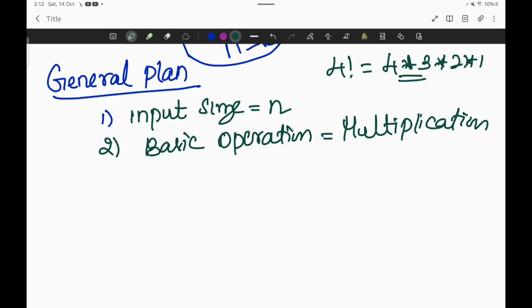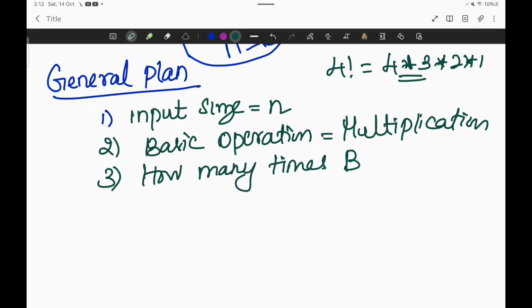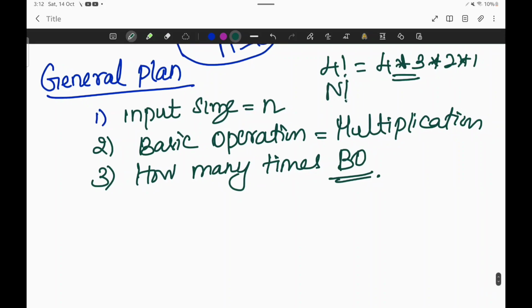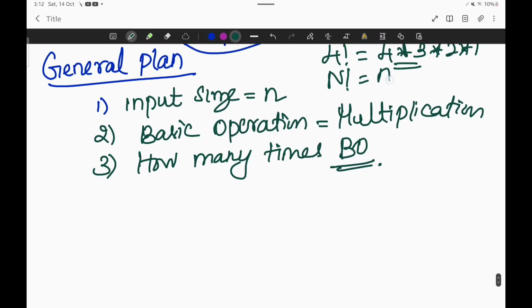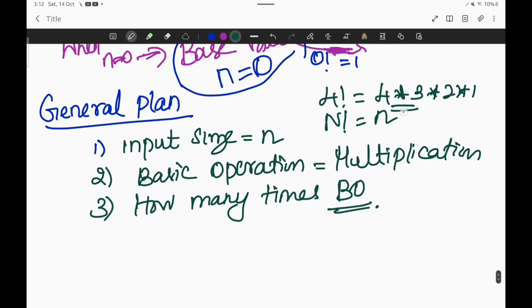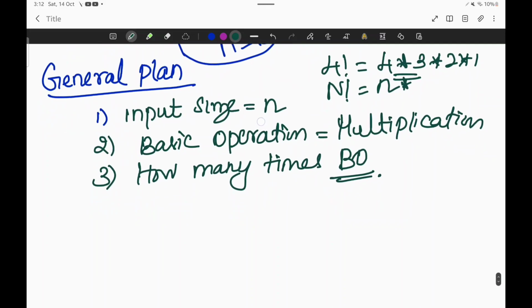What is the third step? The third step is how many times we are going to do the basic operation. Only these steps will help you to frame the recurrence relation. So you need to give more concentration on these steps. How many times are we doing the basic operation? When we reach the base value, we will stop calling the function itself. Until then, it will be calling the function itself.